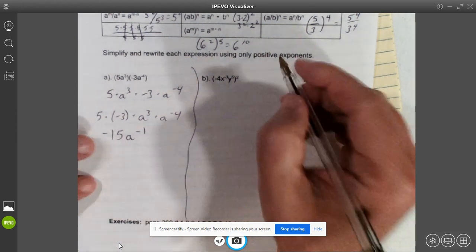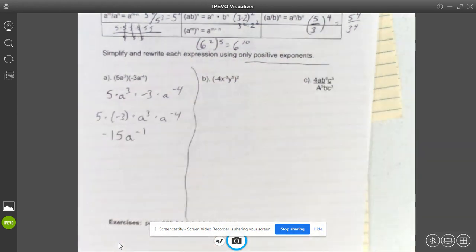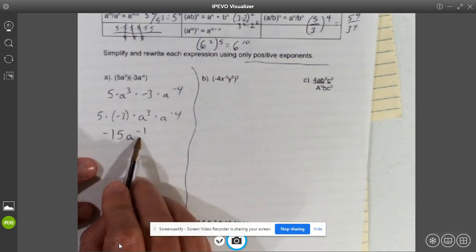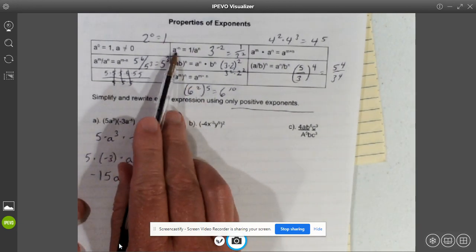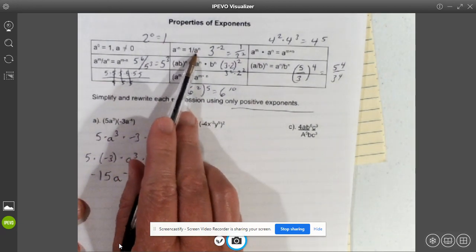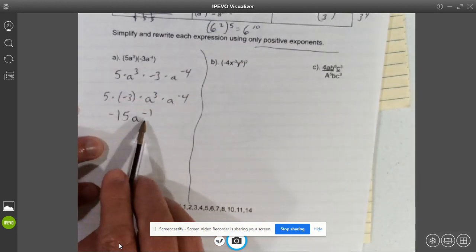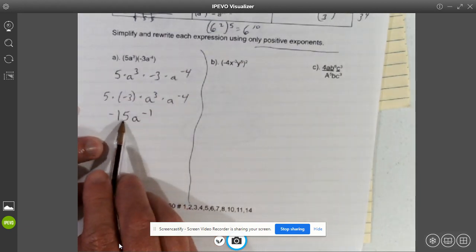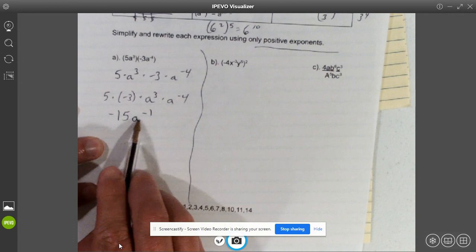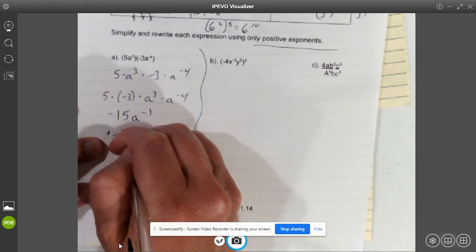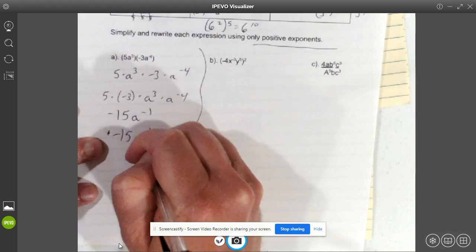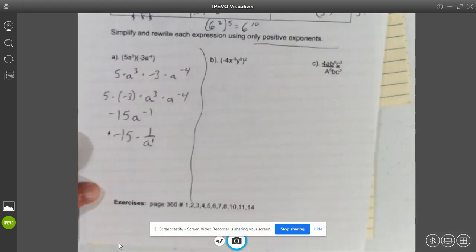Now here's the only thing. It says that once these are written with only positive exponents, I can't have that negative exponent. Oh, wait a minute. Anything with a negative exponent is the reciprocal of that thing with a positive exponent. Now again, this negative 1 has nothing to do with the 15. That negative 1 only applies to the a. So this would be negative 15 times 1 over a to the first.